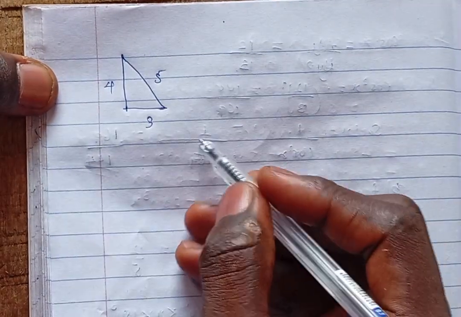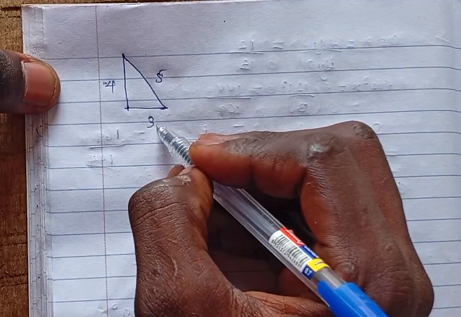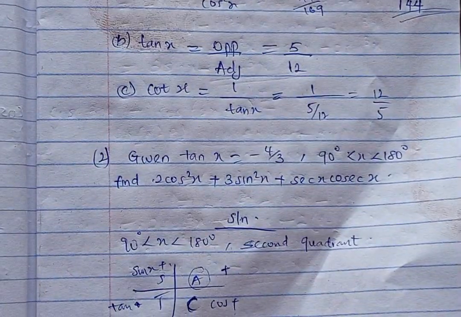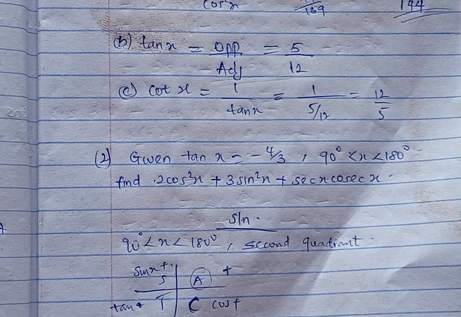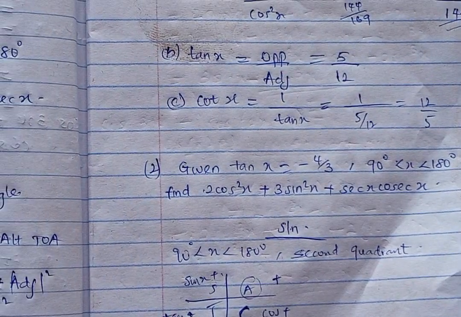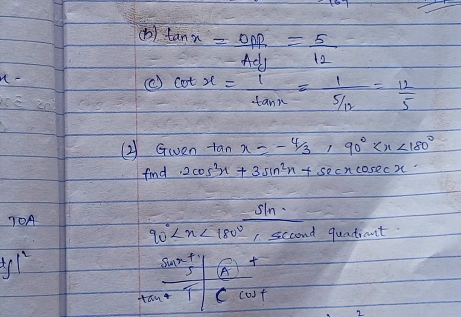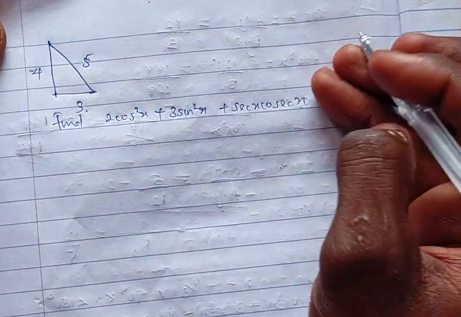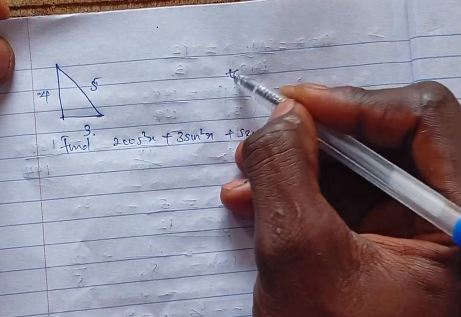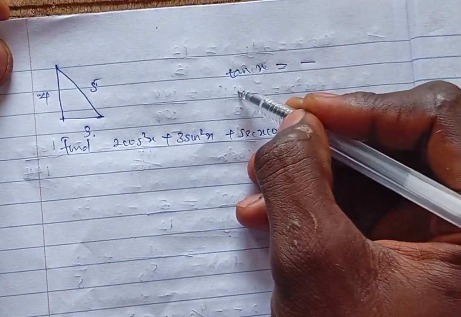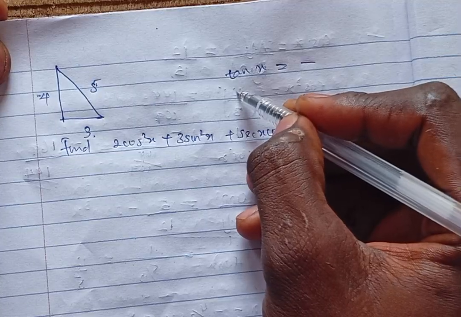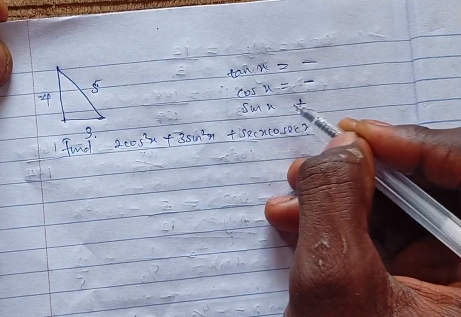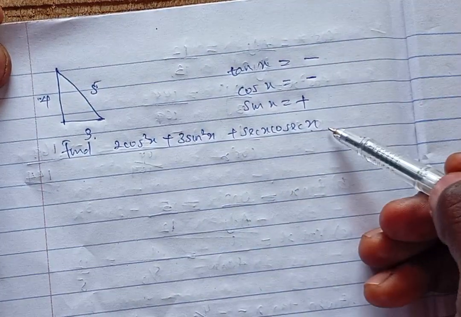So this is our triangle. 5, 4, 3. Now the question is asking us to find 2 cos square x plus 3 sin square x plus sec x cosec x. So they ask us to find this, and you must know that in the second quadrant, tan x is negative, and cos x is negative, and only sine is positive. So this will reflect in your answer.